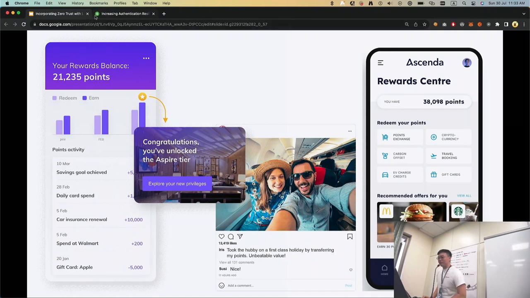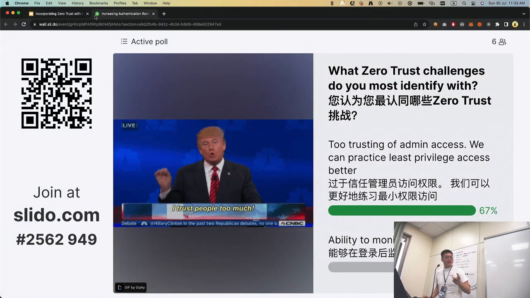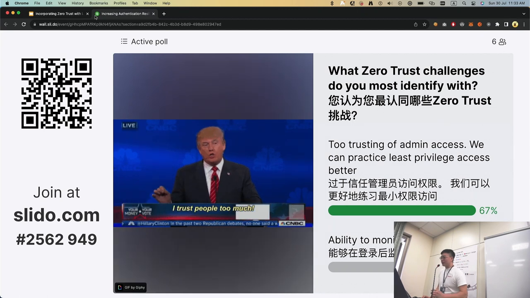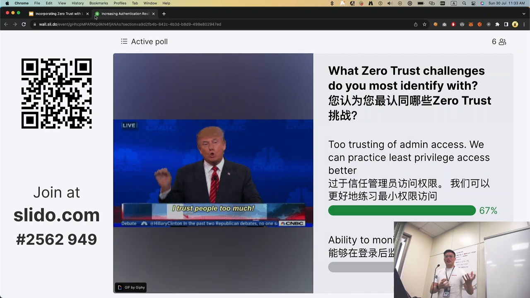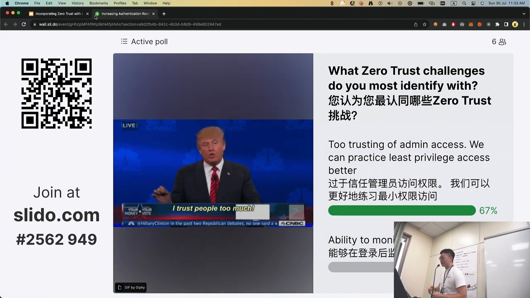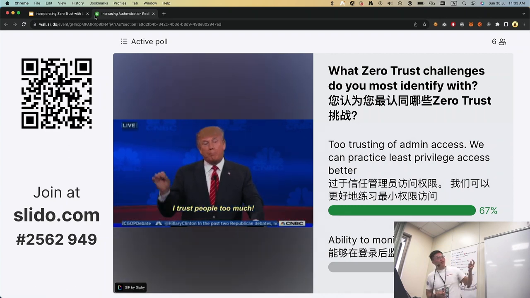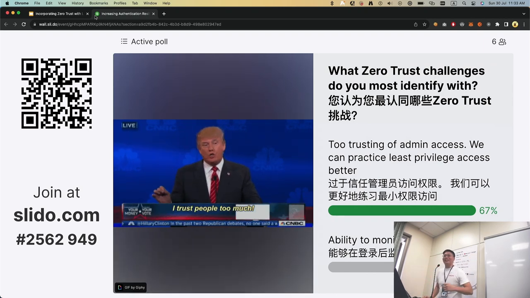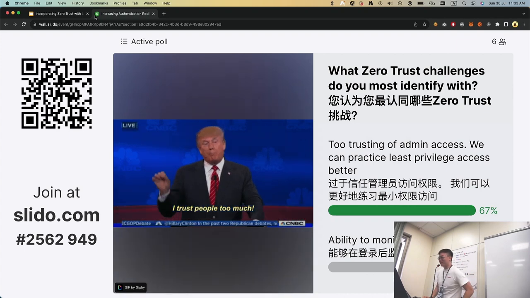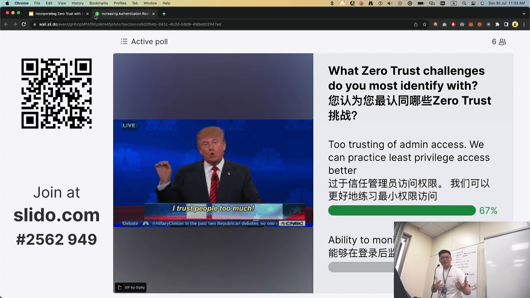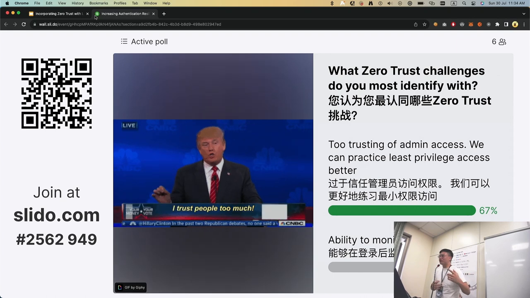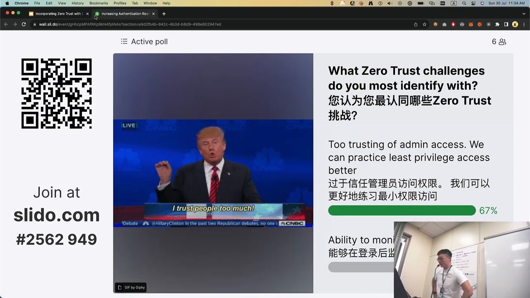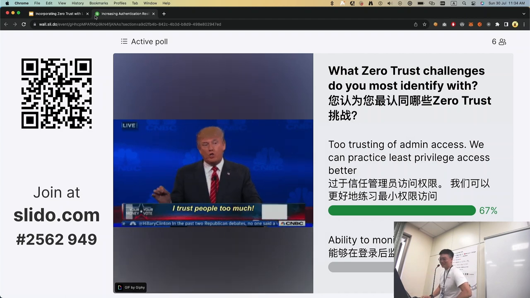The Slido question that you can join is basically a Q&A: when it comes to zero trust, what are some of the challenges that you identify most with? After you scan the QR code, there will be several options. At the end of the day, we'll publish and take a look at some of the results. Some of the answers that you see are also from a survey that was conducted during an opt-out webinar in Singapore as well. So we'll share some of the results there.